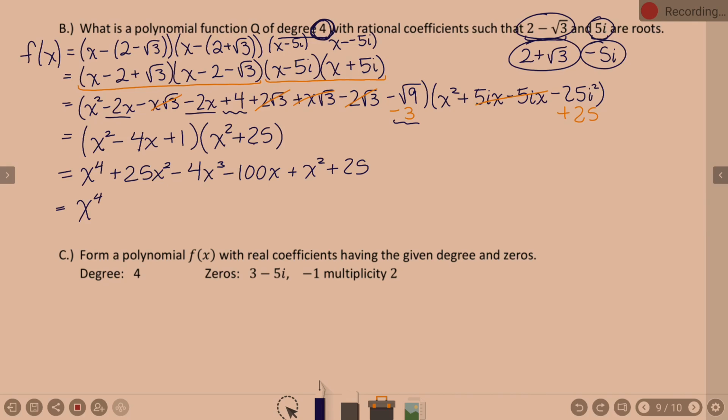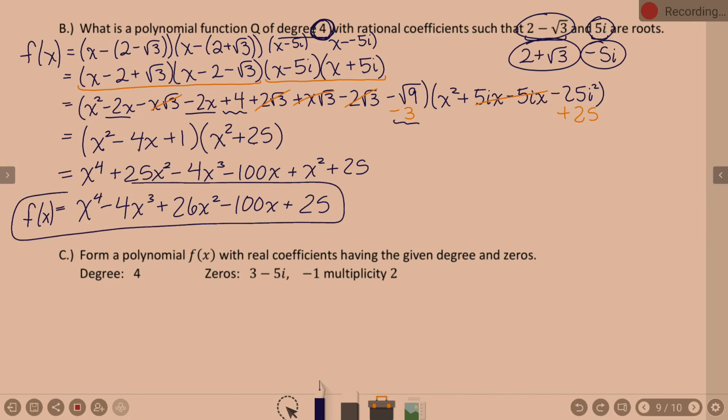Okay, so we had what? x to the fourth minus 4x cubed plus 26x squared minus 100x plus 25. Okay. I'm not going to get all of the last one multiplied out, but we're going to set it up. Fair enough?